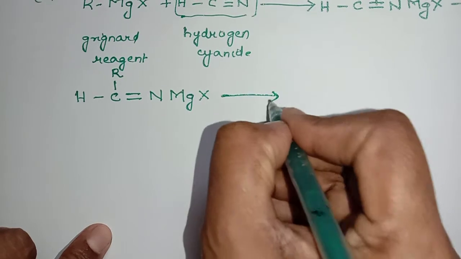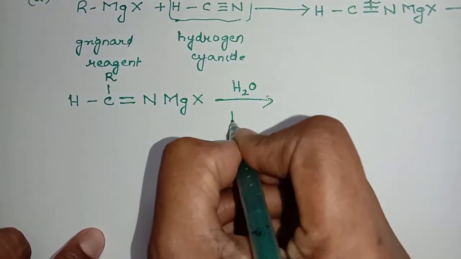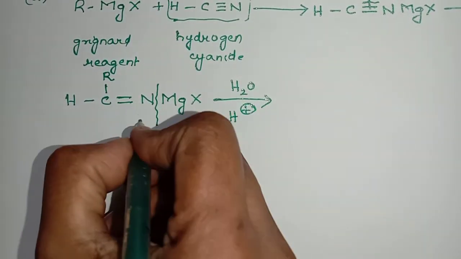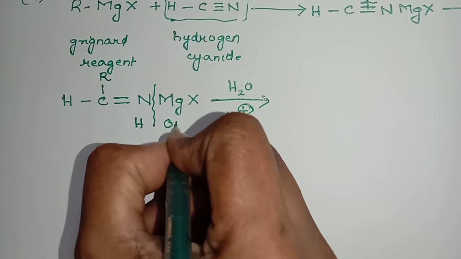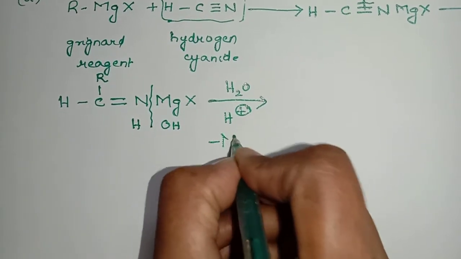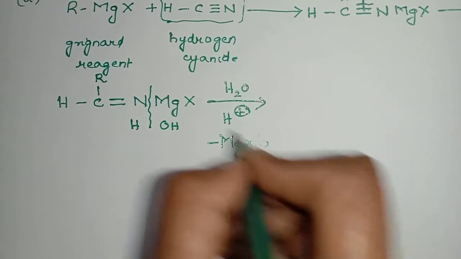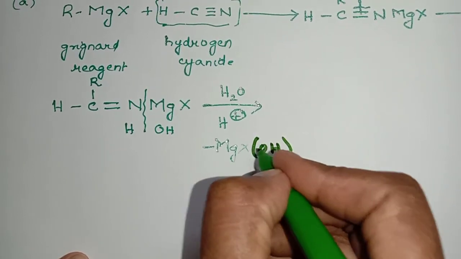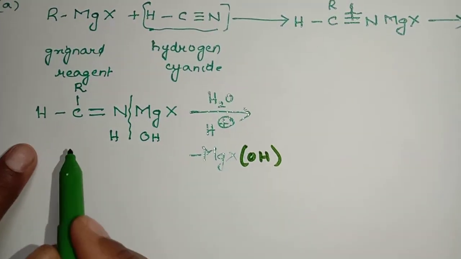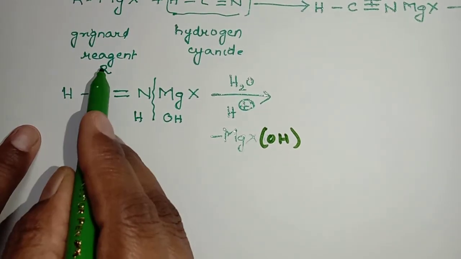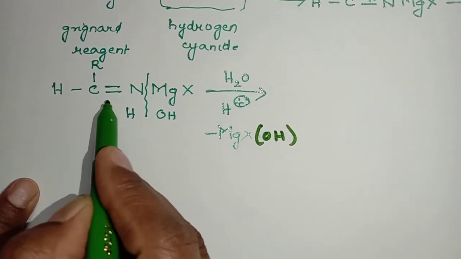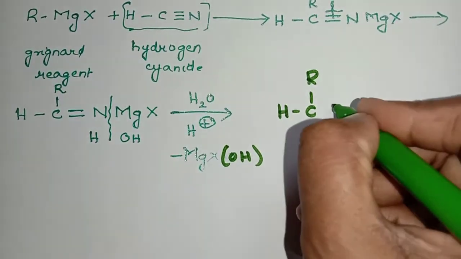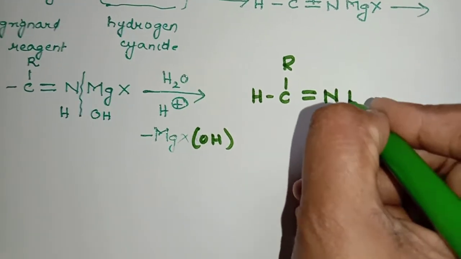Now this on hydrolysis in the presence of an acid, that is H plus, undergoes hydrolysis like this. H comes this side, OH goes this side. That means minus MgX OH goes out. So what is remaining? R C H double bond NH.